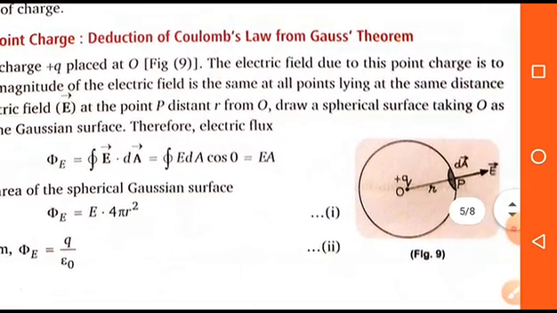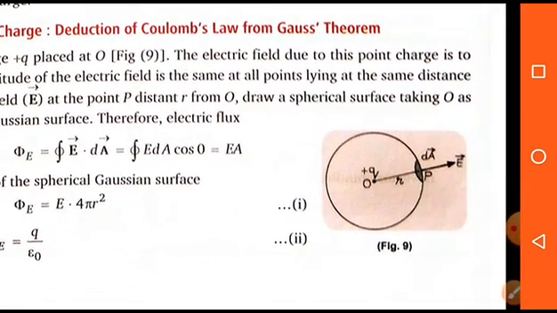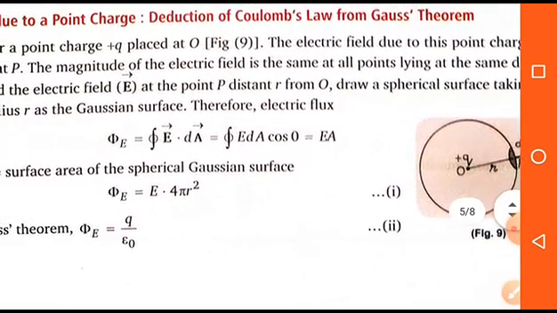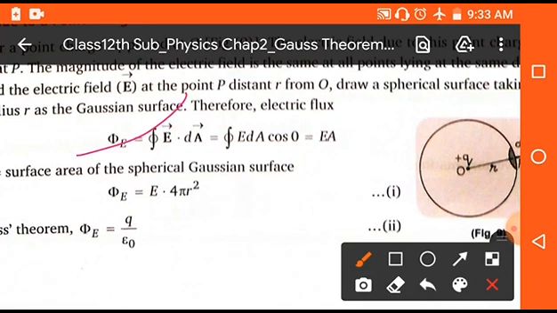So take a sphere, point O at the center, and take point P at the surface of the sphere. Now here the direction of electric field and area vector will be the same. So here the electric flux phi E is equal to integral E dA, that means E dA cos theta, and on integrating we get EA. So phi E is equal to E into A. A means area of Gaussian surface, and here the Gaussian surface is in the form of a sphere.